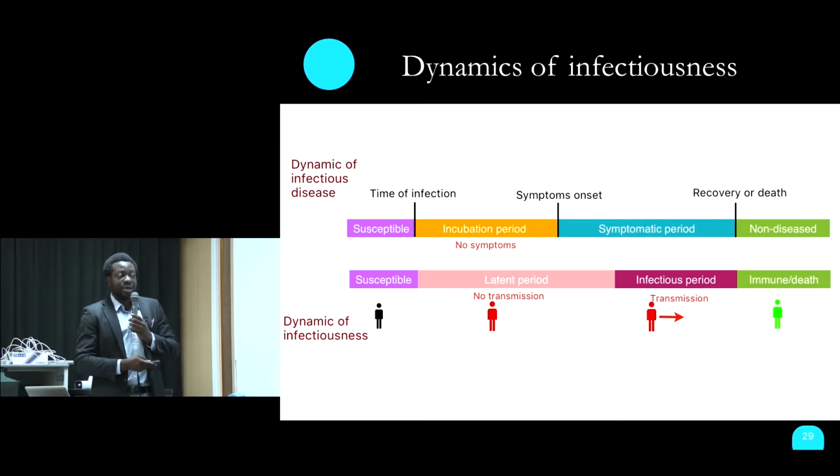But when we look at transmission, the picture is just slightly different. In terms of transmission, we still have the susceptibility period. But then from the time of infection, we have one period that we call the latent period. The characteristic of this period is that the person is infected, but he is not able to transmit the infection to other people. And then you have the infectious period. Here, the person becomes able to transmit the infection. And that's why I've put an arrow here to show that there is ability to transmit the infection. And then the late stage is immune, death, or whatever outcome.